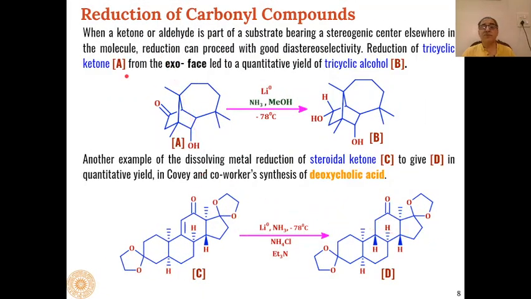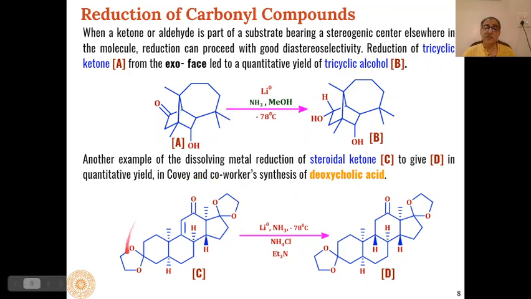Then some more examples of reduction of carbonyl compounds which are of importance in the synthesis of some very important biologically active compounds. For example, if we are having this type of tricyclic ketone, you can see we are having a ketone group as well as a hydroxy group, and in these types of reactions the dissolving metal reduction shows good diastereoselectivity, and the reduction of the tricyclic ketone takes place from the exo face of the molecule, and we will get the product where the hydroxyl group will be in the equatorial position. So the ketone will be reduced to alcohol as the product.